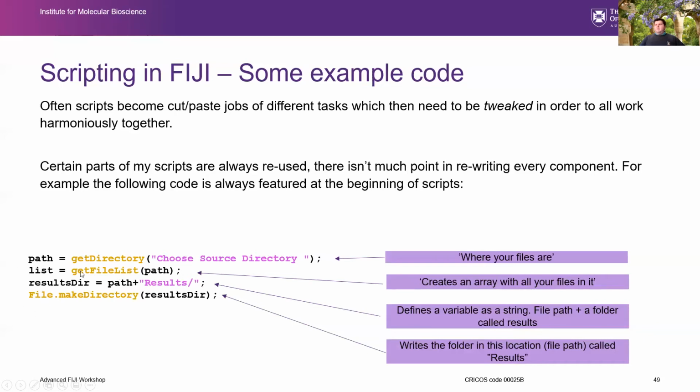We want a results directory, and that results directory is going to be in the folder that you have pointed to, say my data here. We're going to create a folder called results. So we run the command file make directory results in that path. Now we don't want to always refer to path plus directory, so we have this variable results dir.